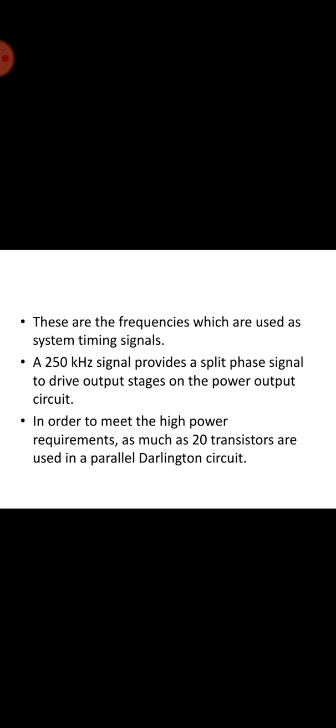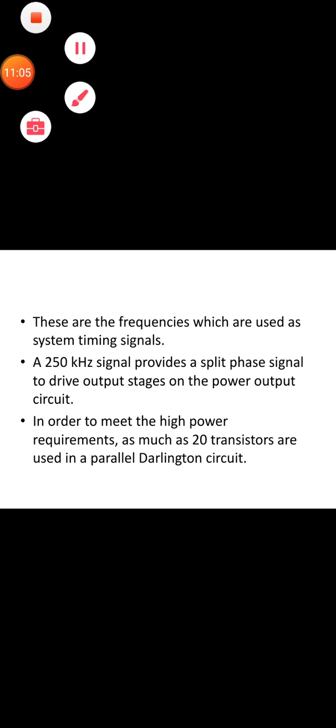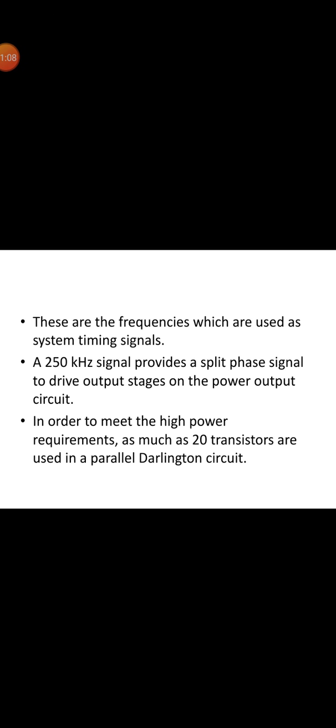When coagulation output is delivered, a 1 kHz audio signal is heard. Similarly, 500 Hz for cutting and 250 Hz for hemostasis. The isolator switch provides an isolated switching control between the active hand switch and the rest of the unit. The foot switch is used to avoid an explosion caused by anesthesia gases near electrical contacts. These are the frequencies which are used for timing signals, and the 250 kHz signals provide a split phase signal to drive the output stages of the power output circuit. In order to meet the high power requirements, as many as 20 transistors are used in a parallel Darlington circuit.